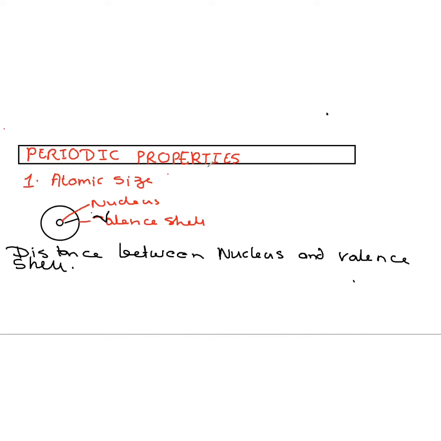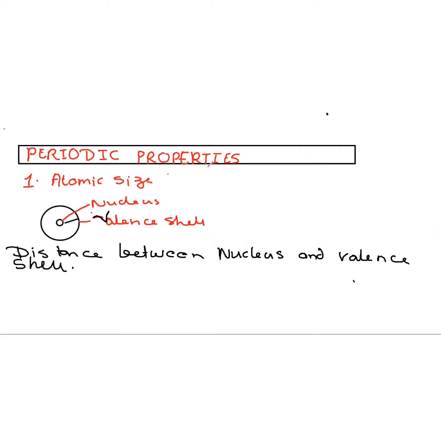Now, what is the meaning of the periodic properties? Periodic properties means the properties which are going to repeat. Repeat means the properties are going to change and they are going to repeat once again. So that is going to happen when we see the properties in the periodic table.